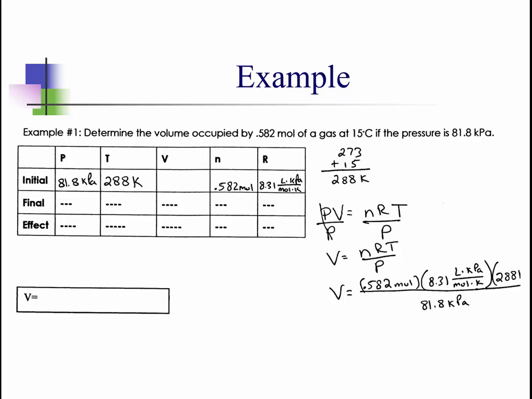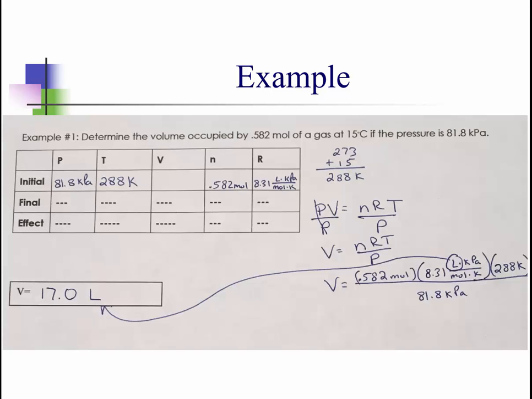Plug in the numbers: 0.582 moles times 8.31 liters times kPa over moles Kelvin times 288 Kelvin. Sorry, the K got cut off. And we're going to divide that by our 81.8 kPa. That will give you a total volume of 17.0 liters. Remember, all volume measurements are going to be in liters, and that's because of the unit that we have for that R value.